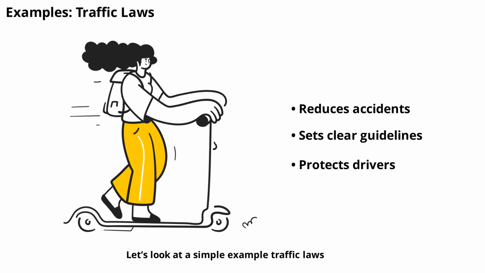Traffic laws. These rules dictate how vehicles move on roads, set speed limits, and require the use of seatbelts. By following these regulations, drivers reduce the risk of accidents and keep everyone safe. Traffic laws illustrate how government rules directly impact our daily lives and contribute to public safety.